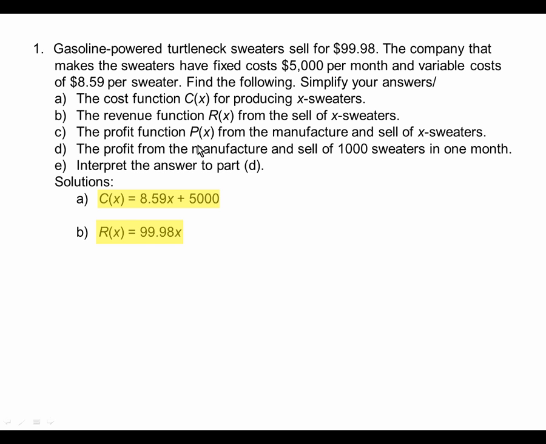Part C, the profit function, where the profit function is the revenue minus the cost. So 99.98x minus the quantity 8.59x plus 5,000. We need this cost function in parentheses. Remember, that's the entire cost function. Now, we can actually work on this by combining similar terms. So 99.98x minus 8.59x. We're going to get 91.39x, I lost my x, plus 5,000. Actually it's minus 5,000. So there should be an x there. Put an x there.